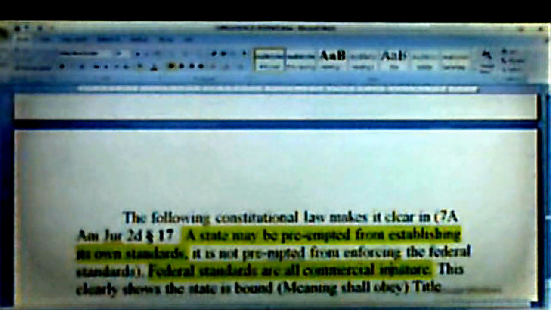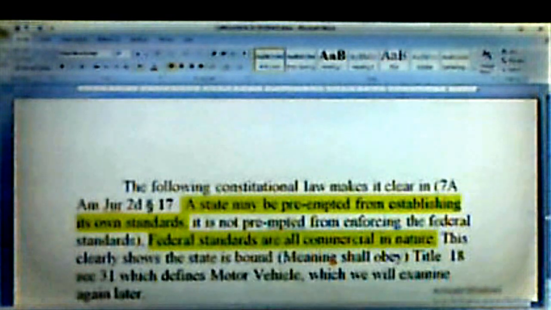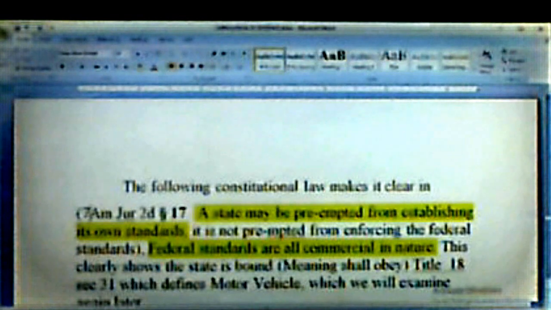We're not stupid. We can read this and understand it just fine because we've gotten the definitions that they gave us. Right? Now the following constitutional law makes it clear in what vehicles can be registered. It says 7 Am Jur 2d, subsection 17: a state is preempted from establishing its own standards. It is not preempted from enforcing the federal standards. Federal standards are all commercial in nature.